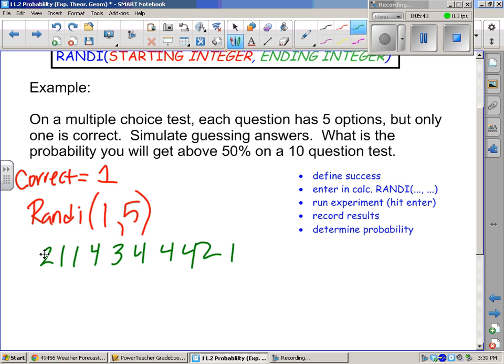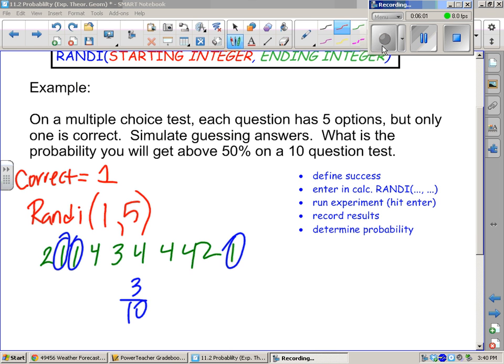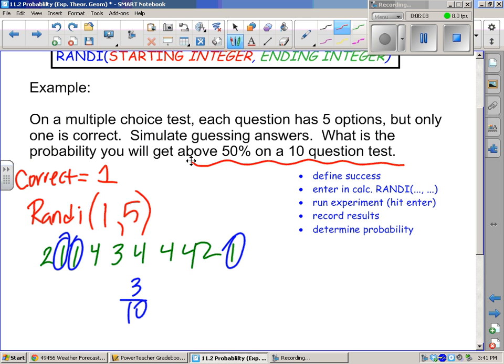Okay, so this is a list of 10 random integers that represent guessing on a test. So we want to count the number of successful guesses. Remember, 1 represents a correct answer, so 3 out of 10. Ooh, that's not 30%. Right. So that means like on a 10-question test, I scored a 30%. But that's not answering this question. We need to do this experiment many times to get more results so we can figure out the percentage.